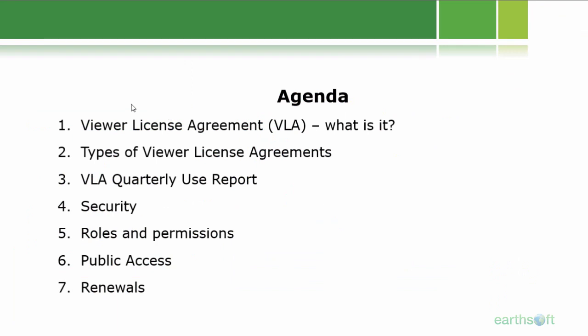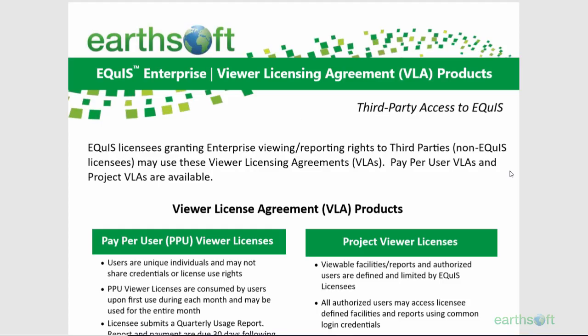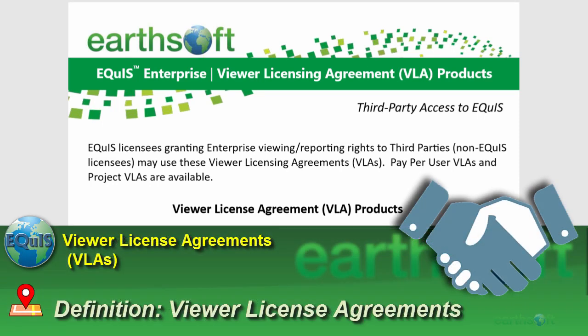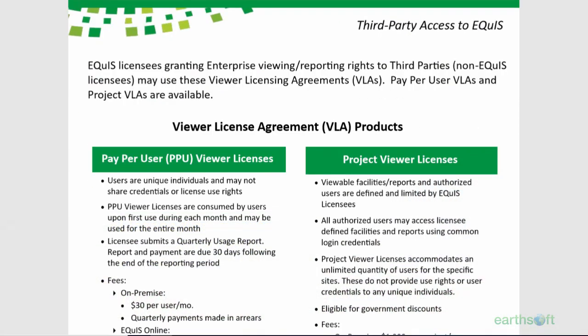So the agenda is going to be, what is a viewer license? What types of licensing agreements do we have? And then some more information about those licenses. So the VLA, these are available to you. You can request these or go on our website and download them, about the viewer licensing. There are really two kinds of viewer licenses, and I'll go into that pretty quickly.